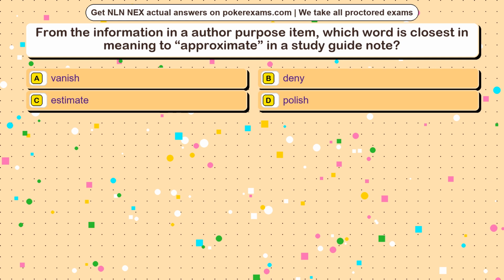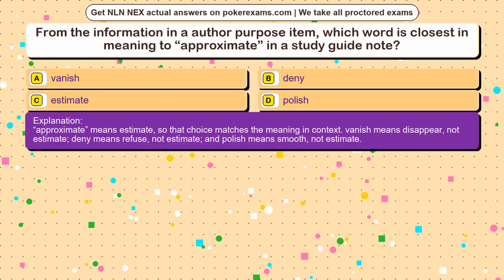The correct answer is option. Approximate means estimate, so that choice matches the meaning in context. Vanish means disappear, not estimate. Deny means refuse, not estimate. And polish means smooth, not estimate.